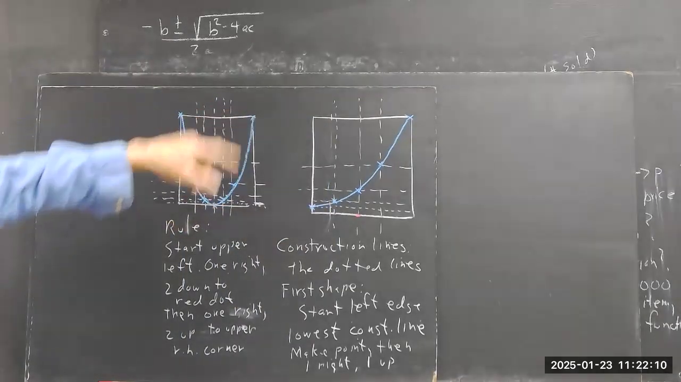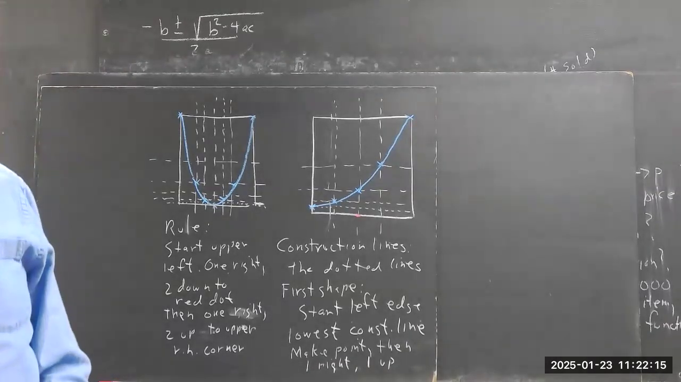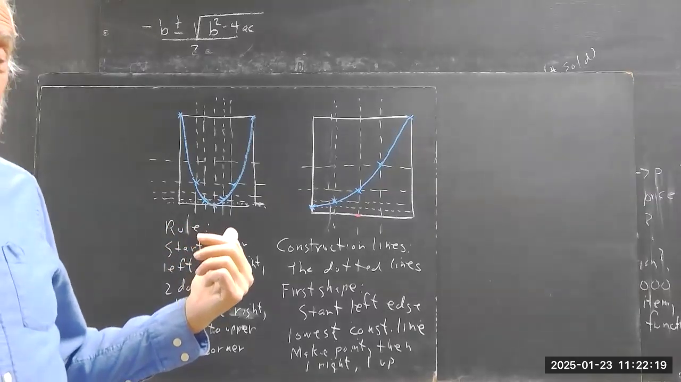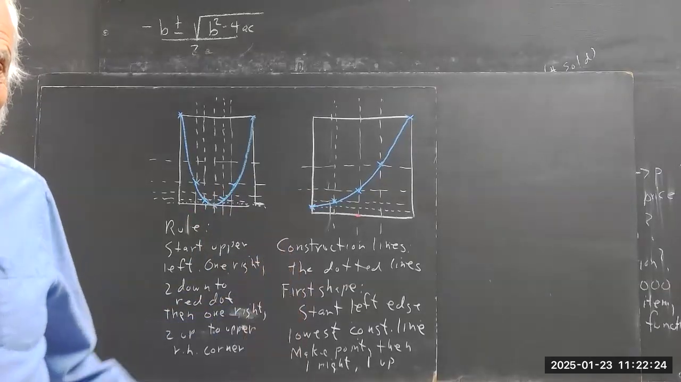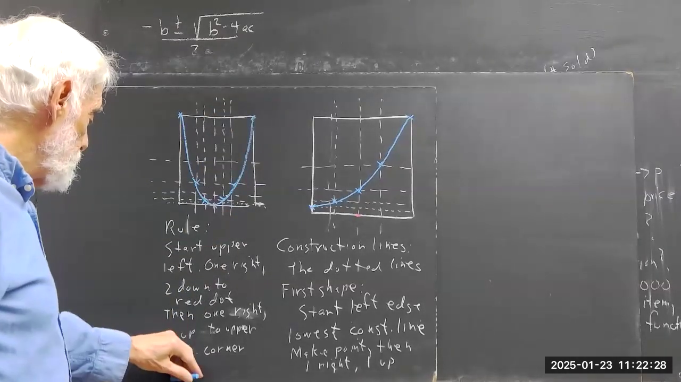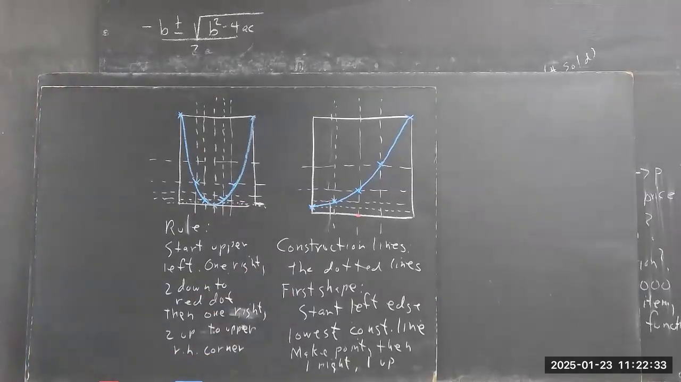You get a nice smooth parabola. And if it can't be drawn on a grid like this, it ain't a parabola. Any parabola should be drawn on such a grid. We haven't put a scale on it, and we'll do a little bit with a scale here today. Got it? There's your rule.